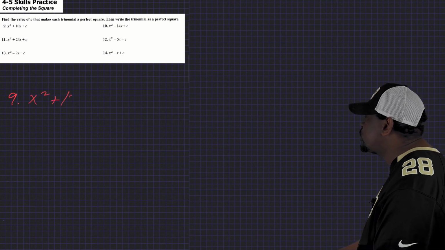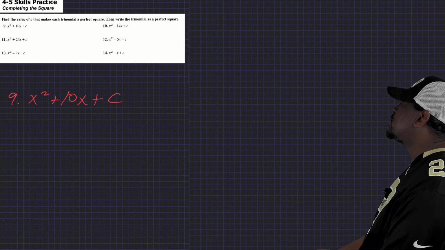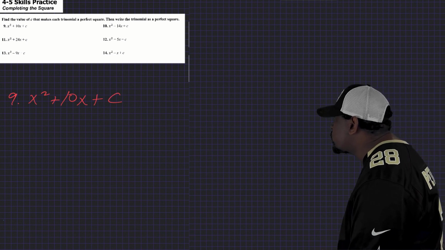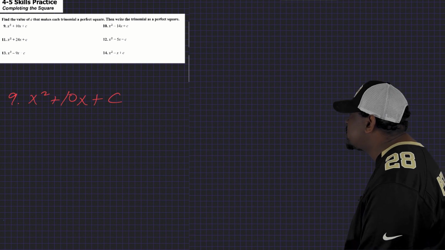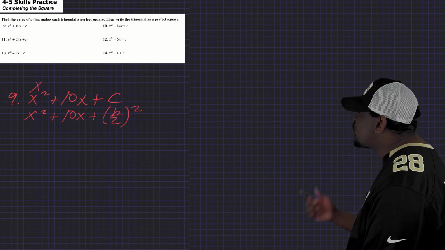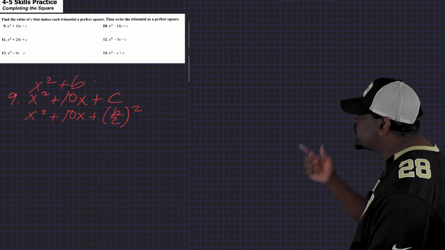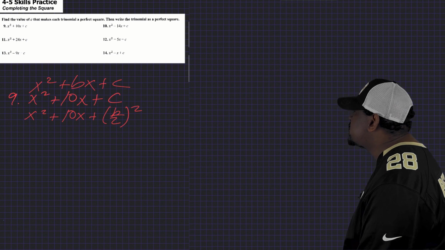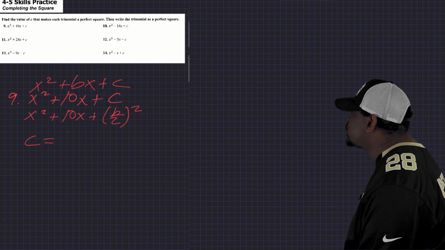So we'll start by doing number 9, x squared plus 10x plus c. Write the general form of a quadratic above it when you complete the square, which will be x squared plus bx plus b over 2 squared. So this is the general form, x squared plus bx. To add c, that is b over 2 squared.